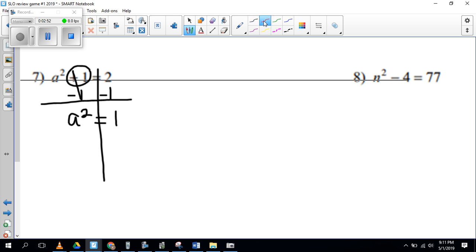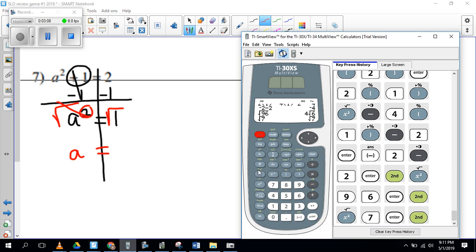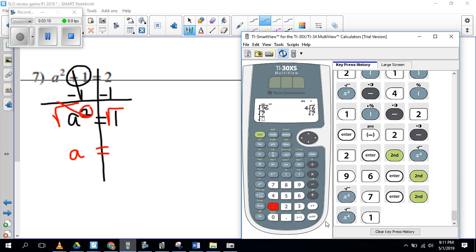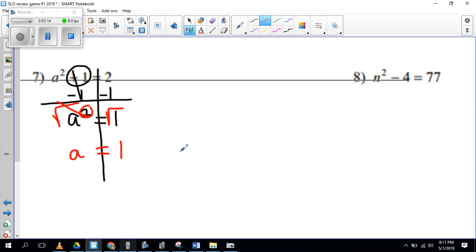So a is still not by itself. It has this 2 here. How do we undo this 2? We take the square root. It undoes that, and you're left with a. But whatever you do to one side, you have to do to the other. So the square root of 1, second square root, in case you didn't know, is 1. So a equals 1. Okay? So now let's try the next one over here.